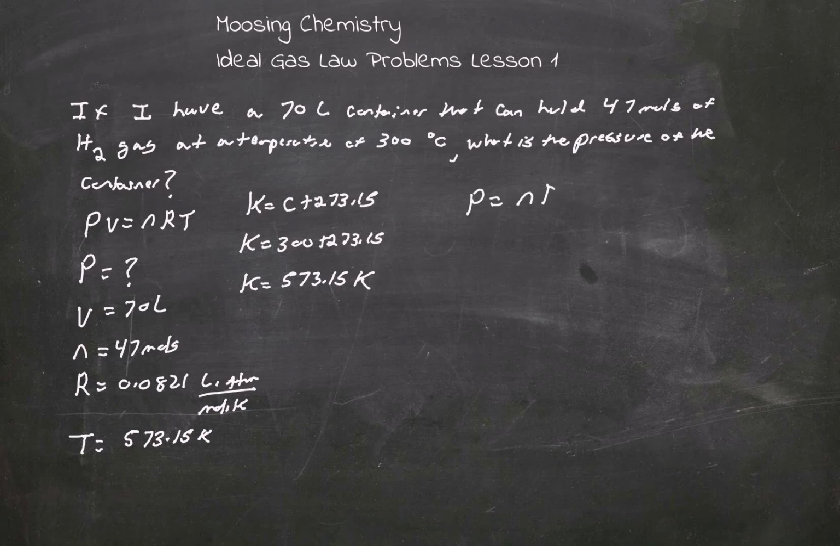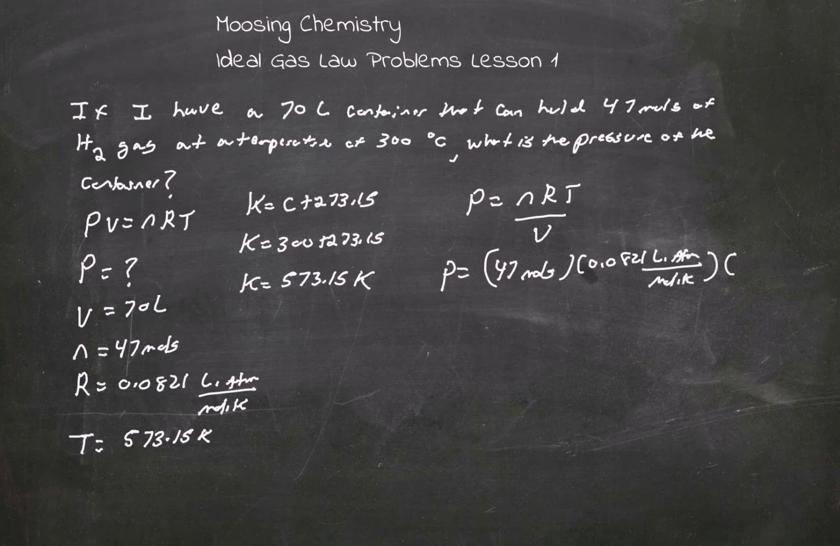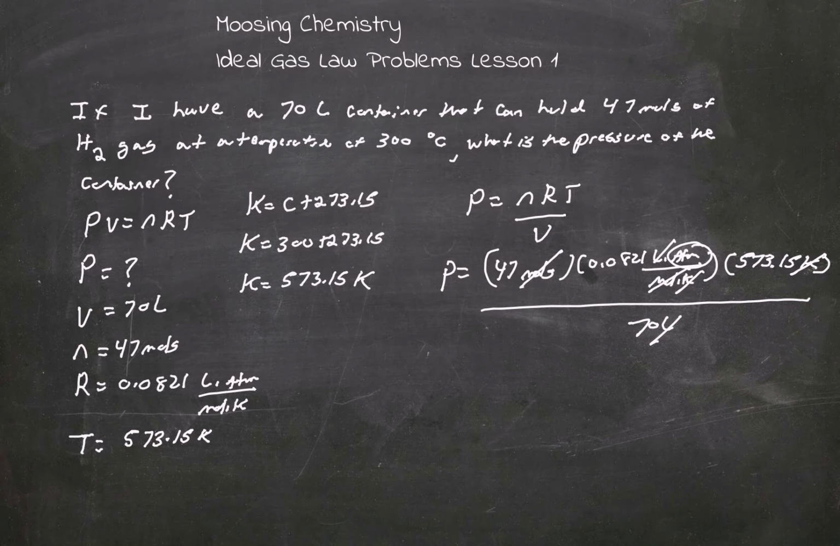P equals nRT over V. All right, so now let's plug in our numbers. P equals, and our n value is 47 moles times 0.0821 liters times atmospheres over moles times Kelvin, times our temperature, which is 573.15 K, divided by our volume, which of course was 70 liters. So liters cancel liters, Kelvin cancels Kelvin, moles cancels moles, leaving only our atmospheres left.